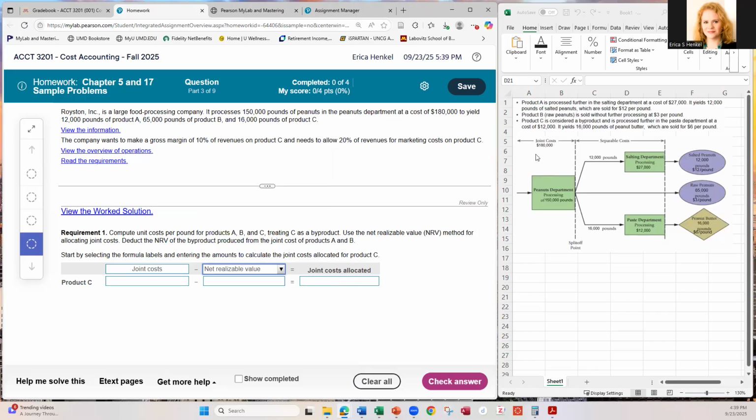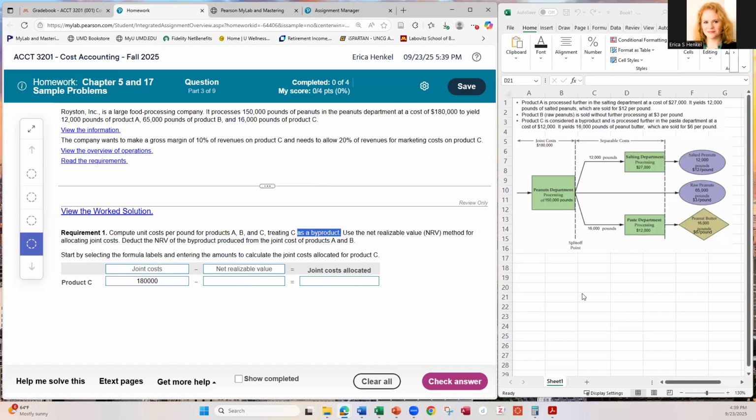So we have joint costs of 180,000, and we need to now calculate the net realizable value for product C in order to calculate this. Because we're treating this as a byproduct, that's a key point, right? We're going to allocate joint costs that basically zero out the value. So these two are products where we anticipate making money on them, and this one we just hope to basically break even because it's a byproduct.